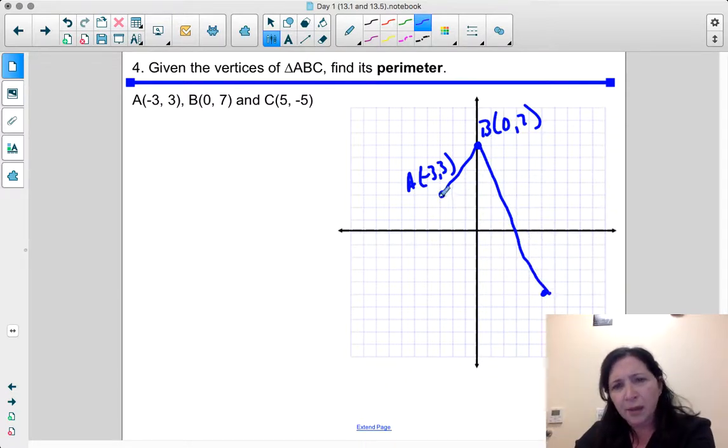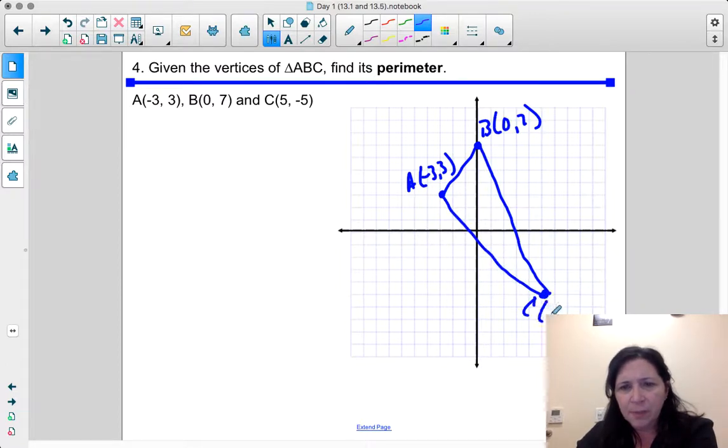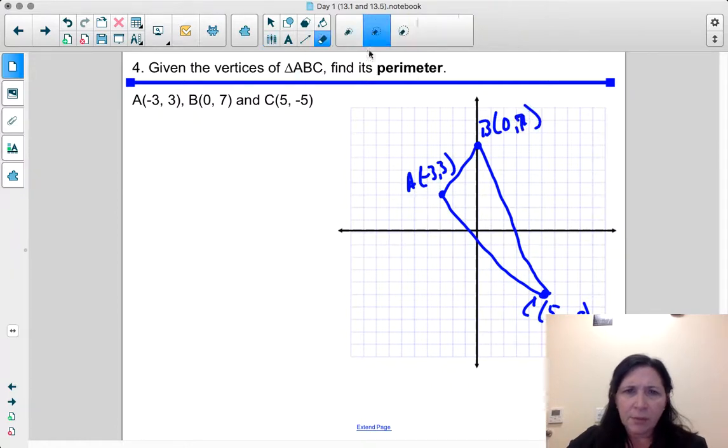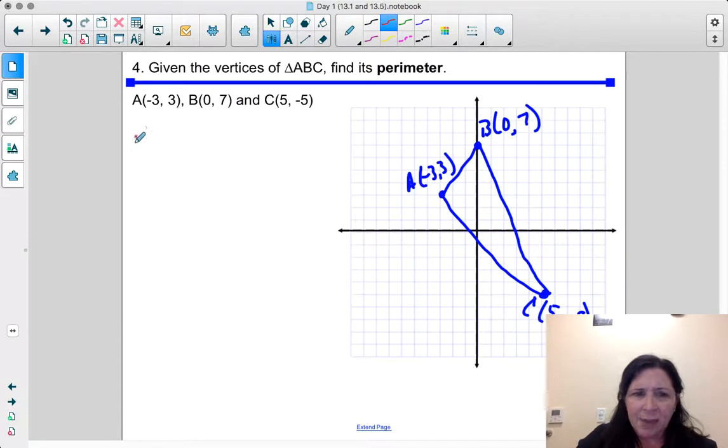Okay, and what we want to do is to find the perimeter of this triangle. And this is C, which is 5, negative 5. So if we want to find the perimeter of this triangle, what you need to do is find the distances between each of the sides. So this is 0, 7. That's a little bit weird, so I'm going to just fix that. So 0, comma 7.